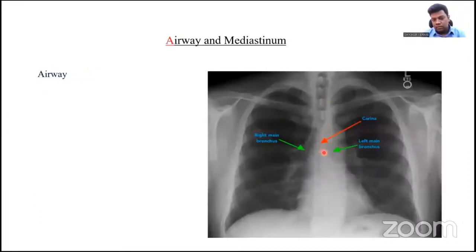This is the airway. We are discussing the airway part now. This is the trachea. This is the right bronchus, left bronchus. This is the carina. In this, you can see that the trachea is in the midline.